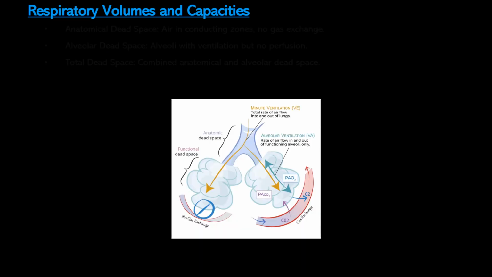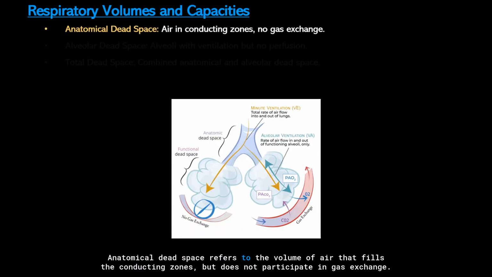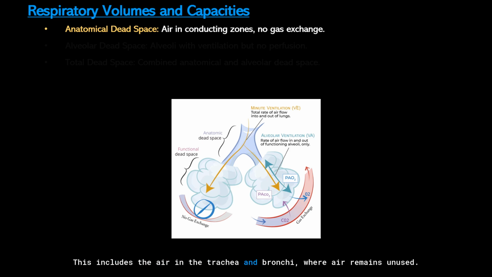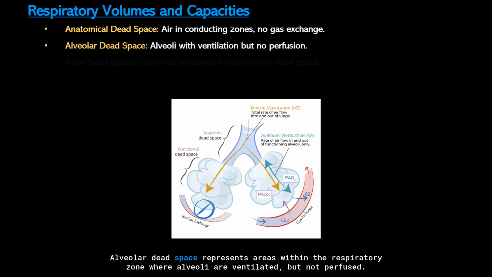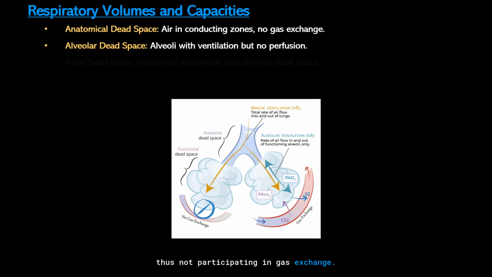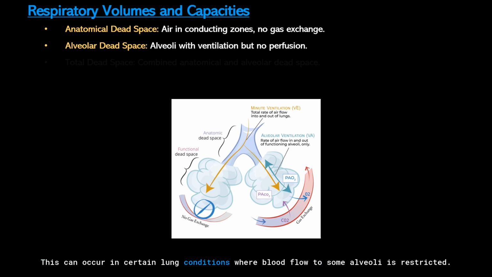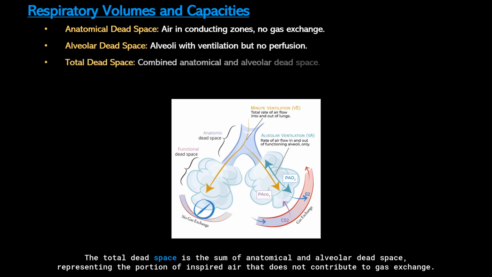Anatomical dead space refers to the volume of air that fills the conducting zones but does not participate in gas exchange. This includes the air in the trachea and bronchi, where air remains unused. Alveolar dead space represents areas within the respiratory zone where alveoli are ventilated but not perfused, thus not participating in gas exchange. This can occur in certain lung conditions where blood flow to some alveoli is restricted. The total dead space is the sum of anatomical and alveolar dead space, representing the portion of inspired air that does not contribute to gas exchange.